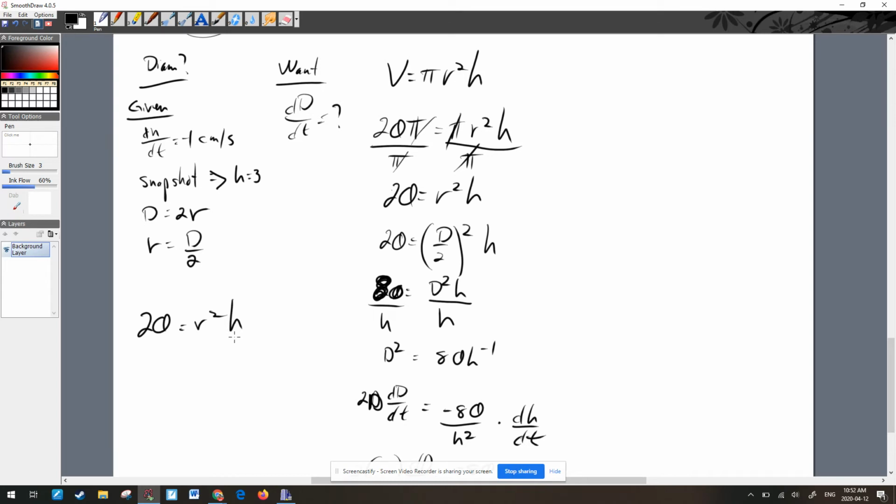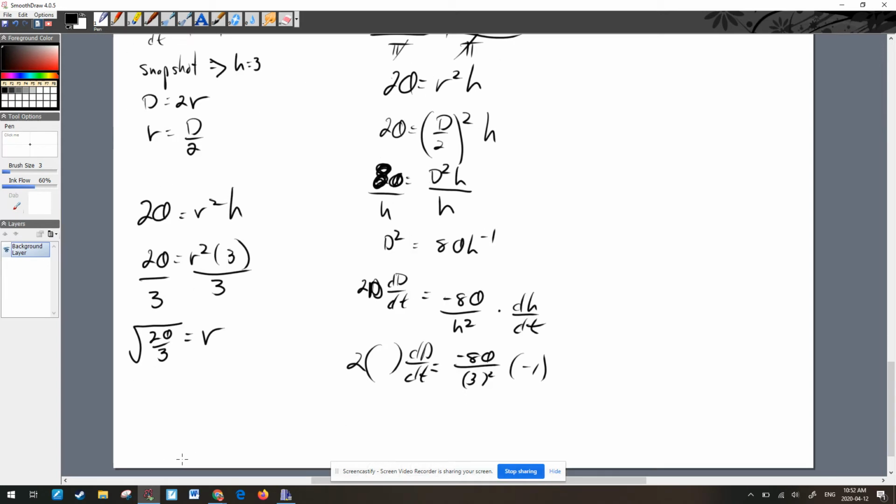And I know that for the snapshot, the h is 3, right? So it's going to be 20 is equal to r squared times 3, divide by 3, divide by 3. And we're going to get then that r is equal to the root of 20 over 3. But I need diameter, so diameter is going to be double that. So that means that diameter is equal to 2 root 20 over 3. Now, be careful, let's make sure that the root includes all of that. So there is my diameter.